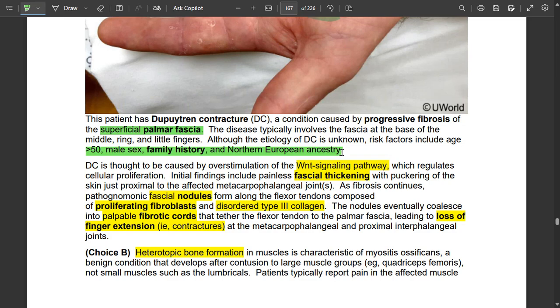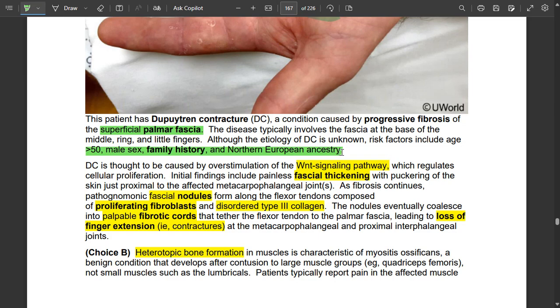Dupuytren's contracture is thought to be caused by overstimulation of the Wnt signaling pathway, causing increased cellular proliferation and fibrosis. Initial findings include painless fascial thickening and puckering of the skin proximal to the affected metacarpophalangeal joints.